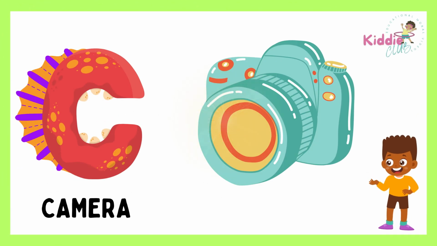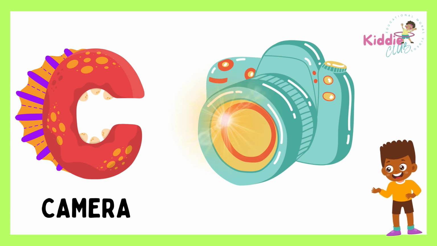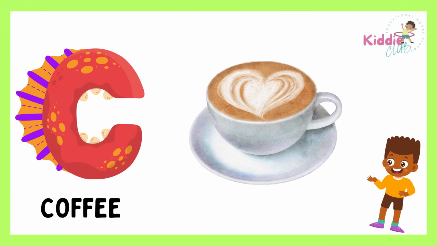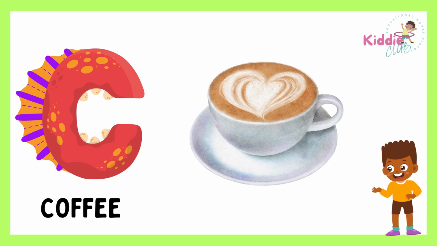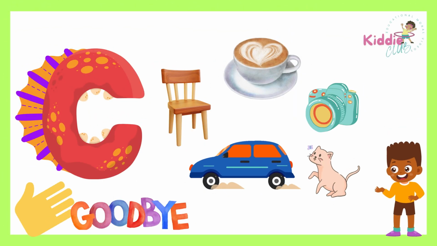Chair. And here's a camera. Can you say camera with me? Camera. C is also for coffee. Can you say coffee with me? Coffee.